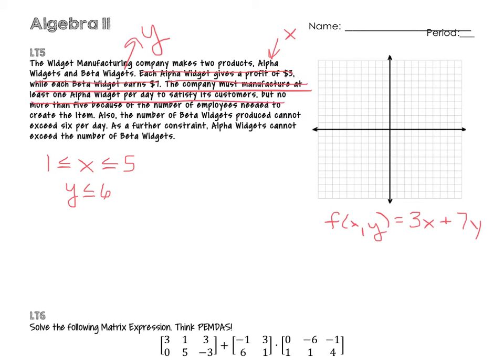All right, so now the tricky one. The number of beta widgets produced cannot, I already did that one. Alpha widgets cannot exceed the number of beta widgets. So alpha widgets must be less than or equal to the beta widgets. So using our variables that we've already started using, x must be less than or equal to y. Okay. So now I just need to graph these inequalities.